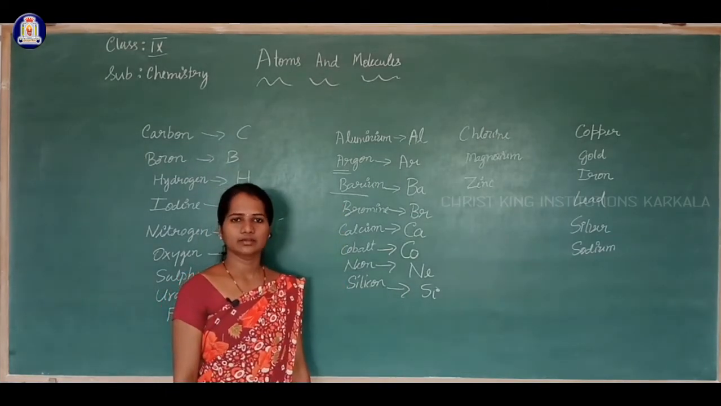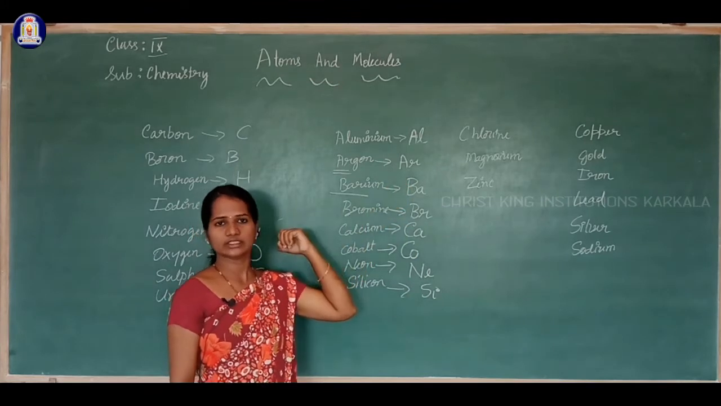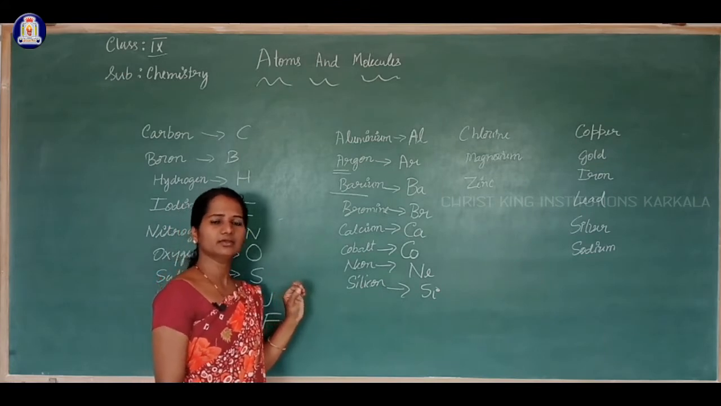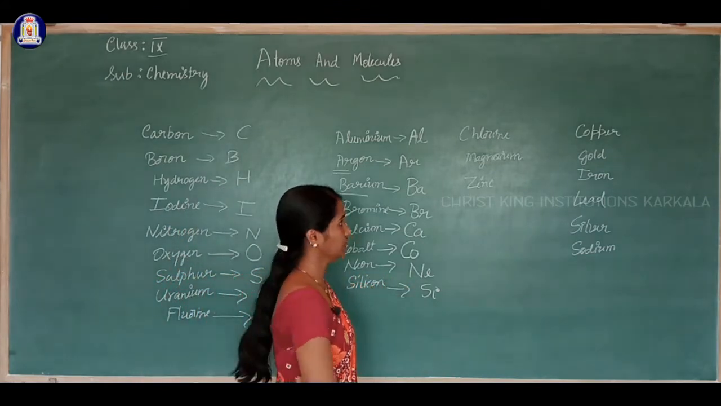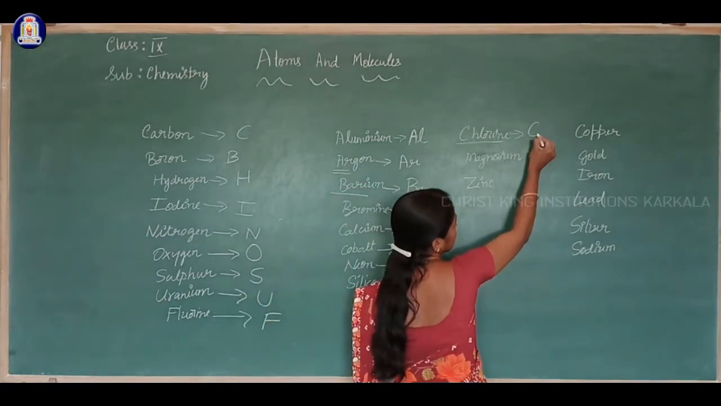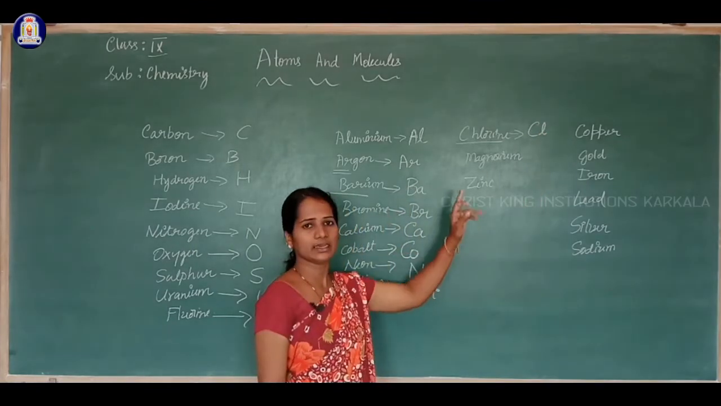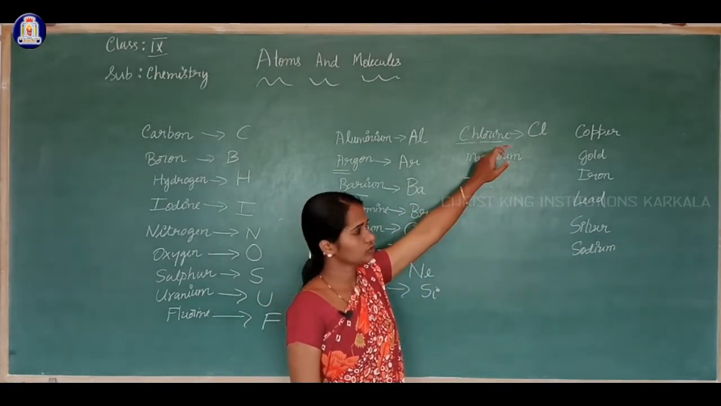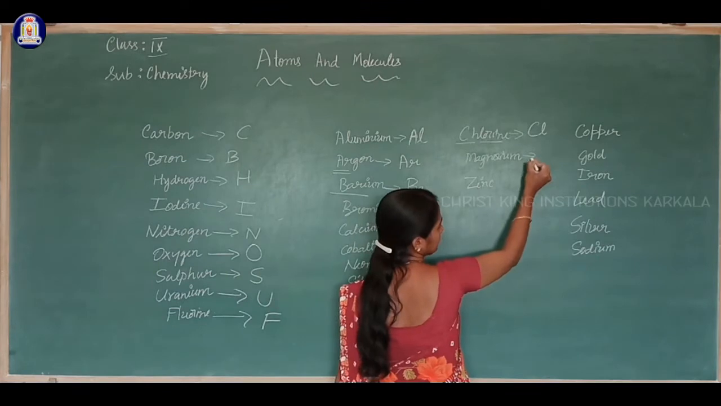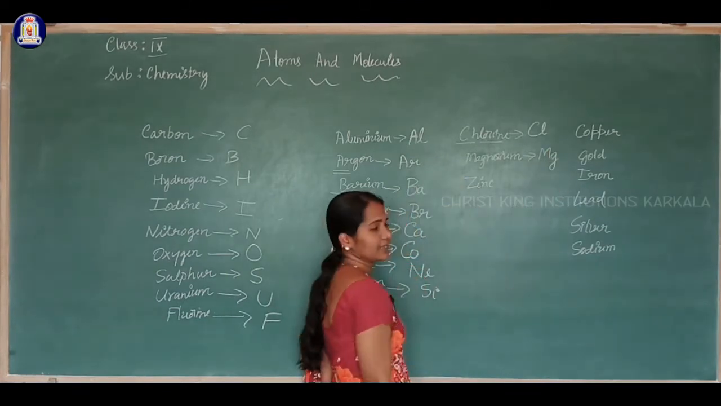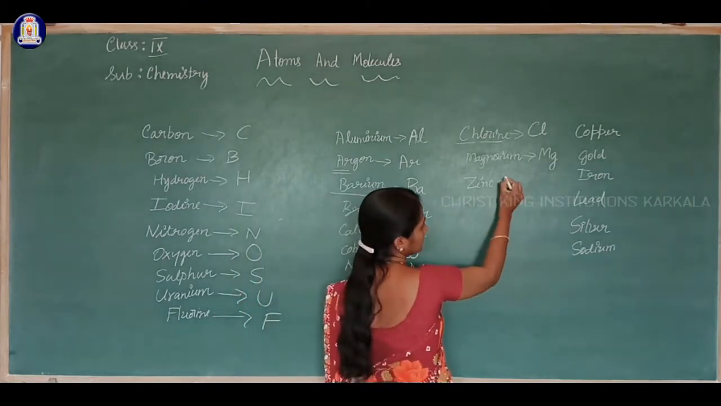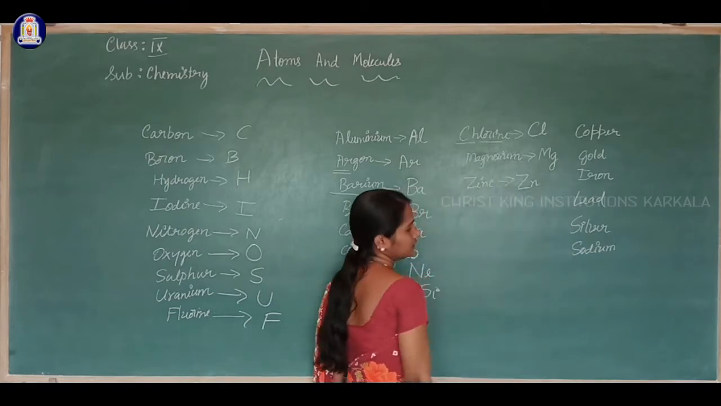In some elements, along with the first letter, we use the main letter of that word. For example, instead of taking the second letter, we take the main letter which is present in that word. For example, chlorine can be represented with capital letter C and small letter L. L is the main letter in this word, chlorine. So we represent this as Cl. Example, magnesium. We can represent it as capital letter M, small letter G. Magnesium can be represented as Mg. And zinc can be represented as capital letter Z and small letter N.